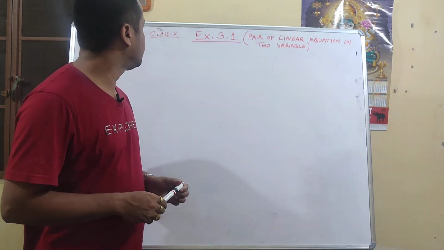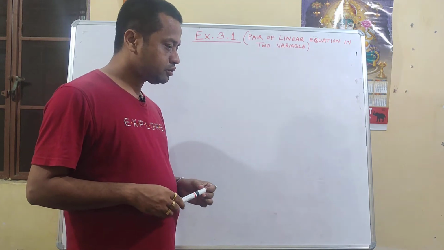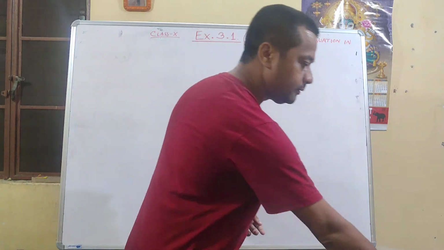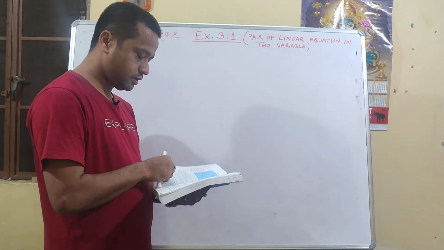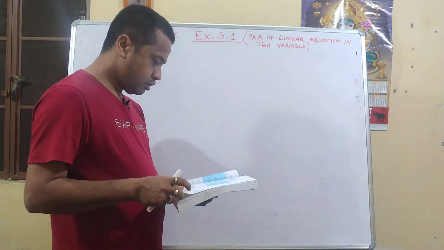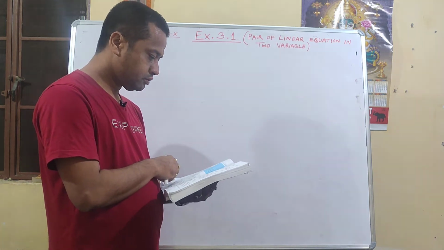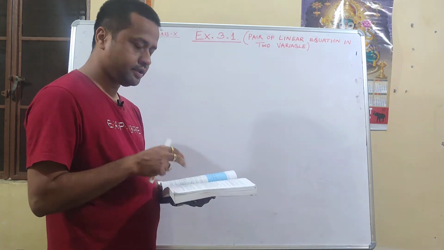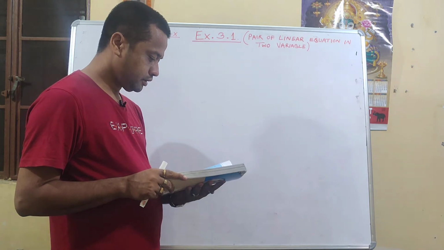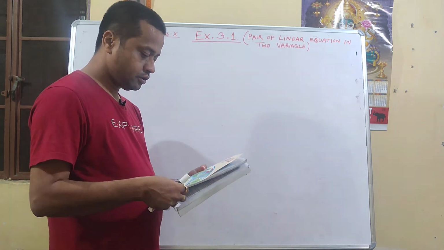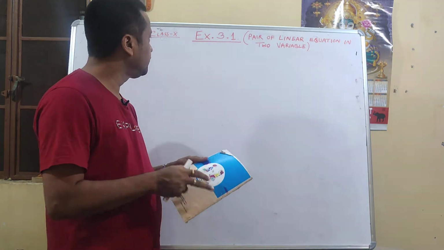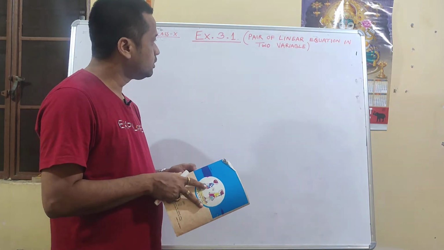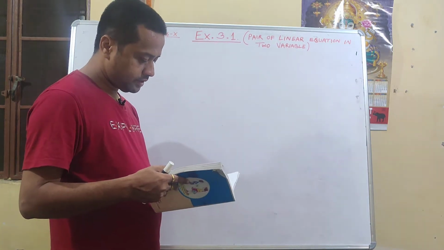For your class 10 today, I'm going to solve exercise 3.1 of pair of linear equations in two variables. You all know what a linear equation is and what its category is, whether it is one variable or two variables. In your class 10 NCERT textbook, exercise 3.1 is on pair of linear equations in two variables. This chapter is totally on two variables.